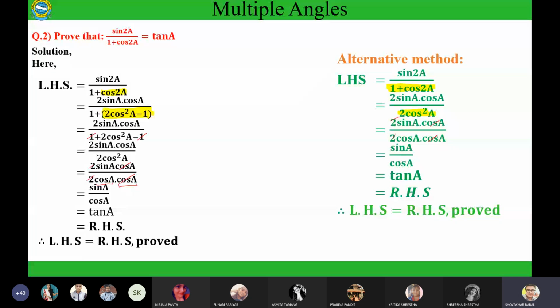Okay, if you still have confusion, then you may note it on one side of a copy that 1 plus cos 2a is equal to 2 cos square a. Okay, now just try to understand and note it roughly. Okay, so let's go to the next question.